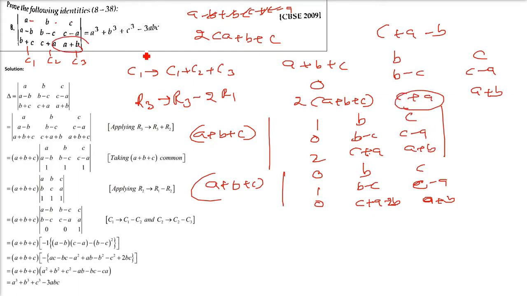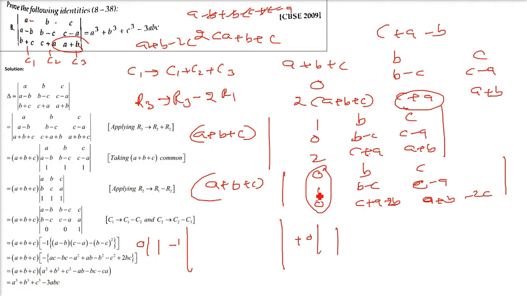Right? So now what we get here is that we have two zeros here. So we will open using the first column. When we open with the first column, first will be 0, second will be minus 1 into something. What is minus 1 into something? You have B minus C, C plus A minus 2B and A plus B minus 2C.